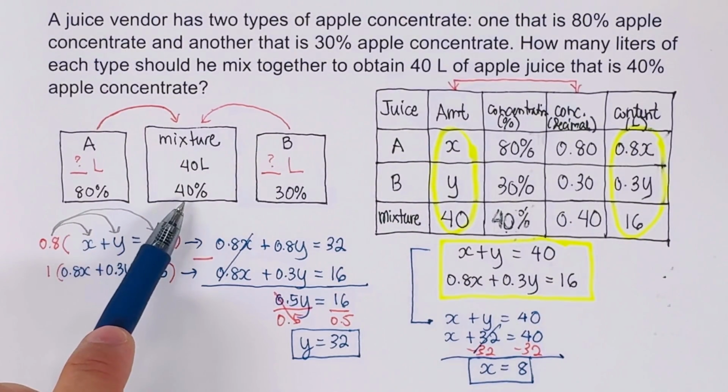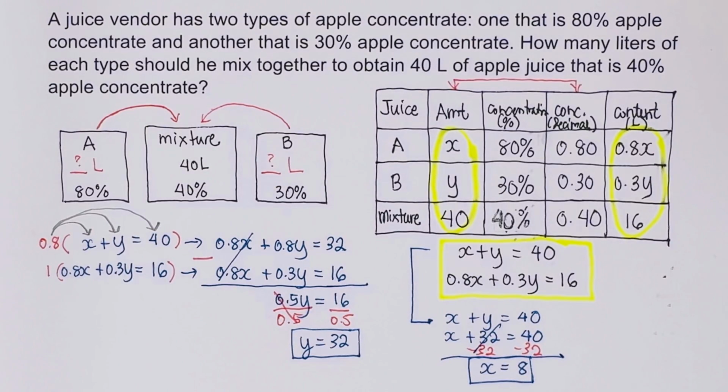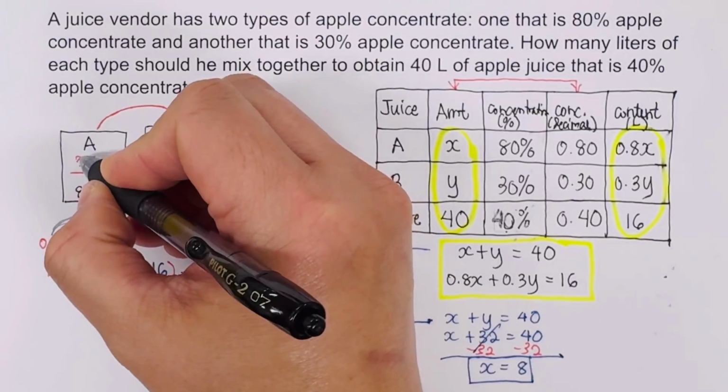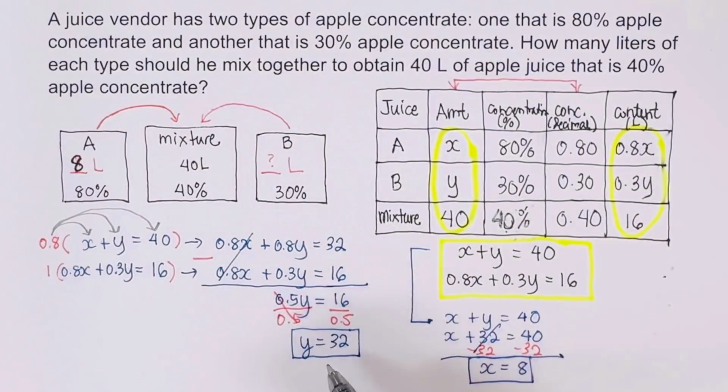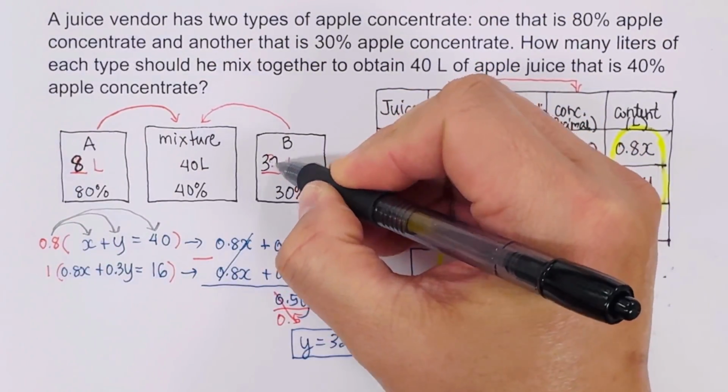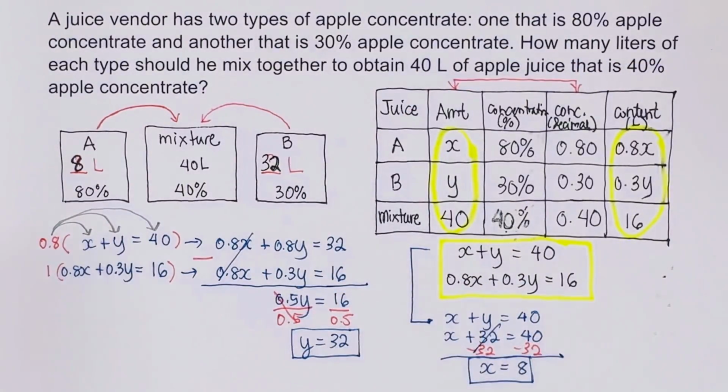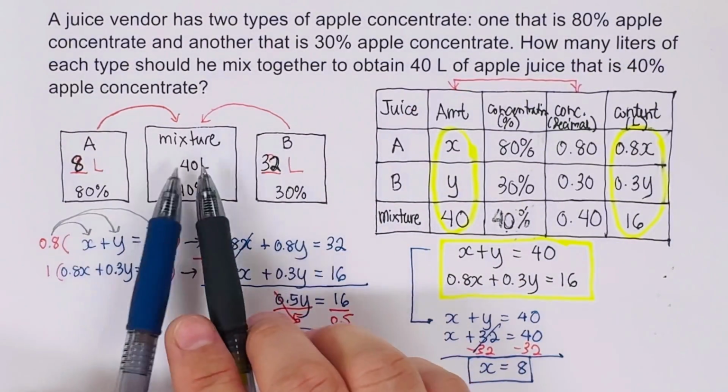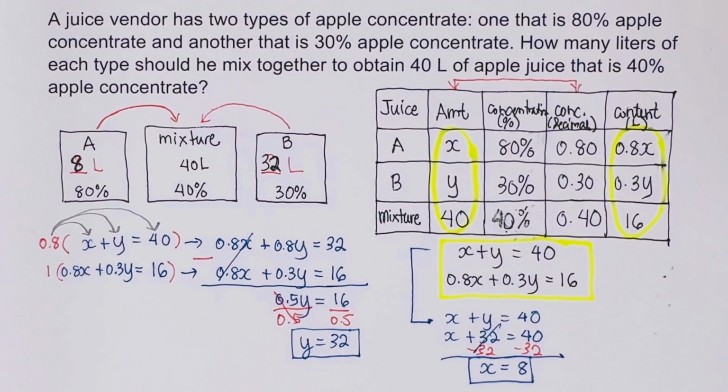Now notice that if we have 8 for juice A and 32 for juice B, adding them together, 8 plus 32 gives us 40. So that is how we solve this classic mixture problem.